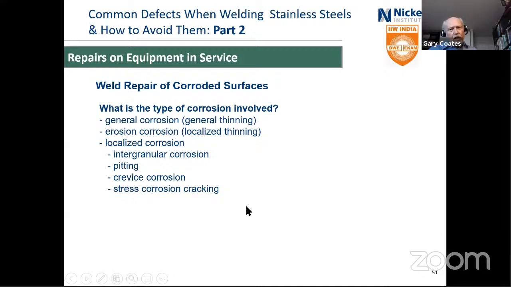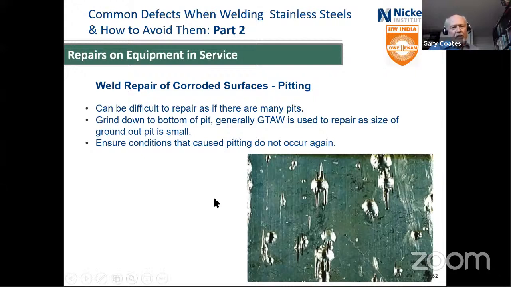And just a comment, you have to think about what kind of corrosion is involved, whether it's general thinning or localized corrosion, and I'll go through this fairly quickly. One of the issues if you're trying to weld repair surfaces that have pitted, there's often hundreds of pits on there, difficult to repair. You've got to grind out to the bottom of the pit. Typically, you would use TIG welding to repair them, but you want to really ensure that the conditions that cause pitting don't occur again. You really want to do a replacement of material.